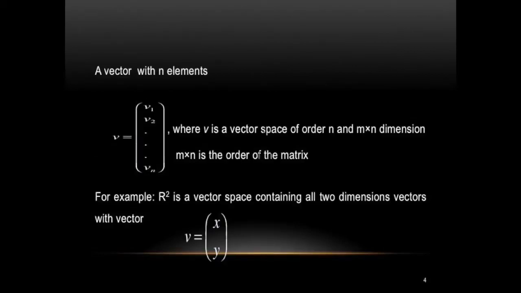A vector with n elements, V equal to bracket V1 to Vn, where V is a vector space of order n, and m times n is the dimension. m times n is the order of the matrix. M is the column and n is the row of the matrix. For example, R2 is a vector space containing all two-dimensional vectors, with vector V equal to bracket x and y.